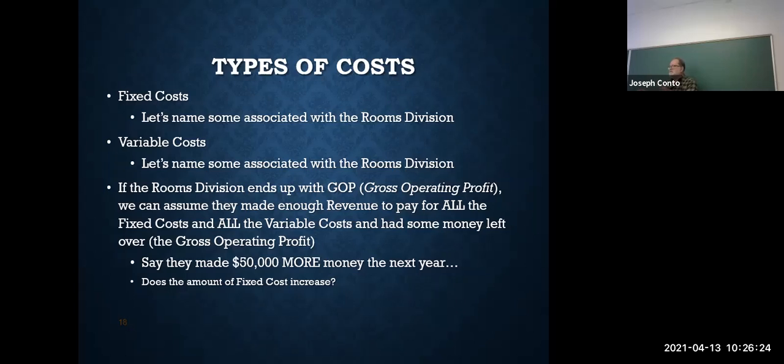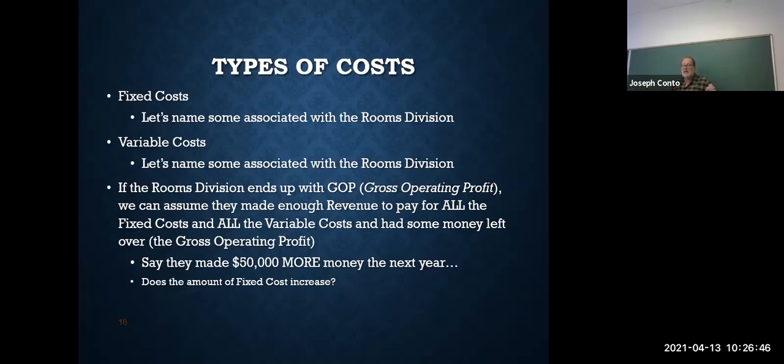Does that make sense? Yeah? It's a weird idea. So I know that I should be able to keep more of this $50,000, this additional money I made this year as compared to last year, right down to the bottom line, because it's easier to hold on to because it doesn't have any fixed costs associated with it.